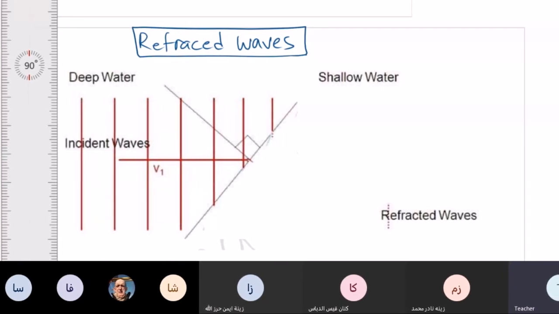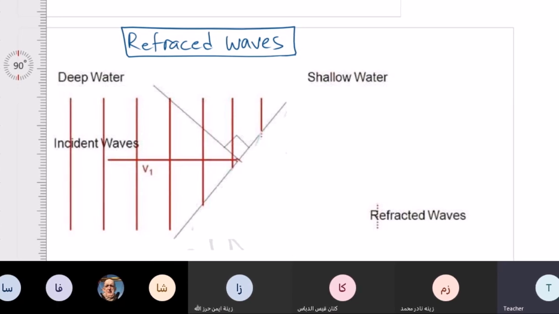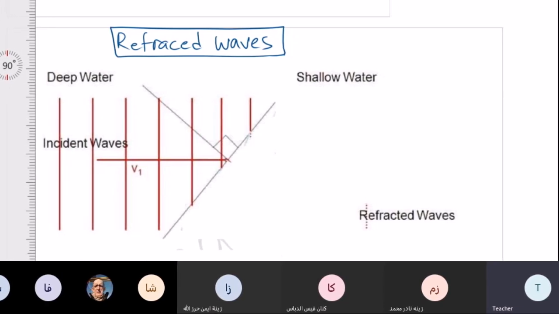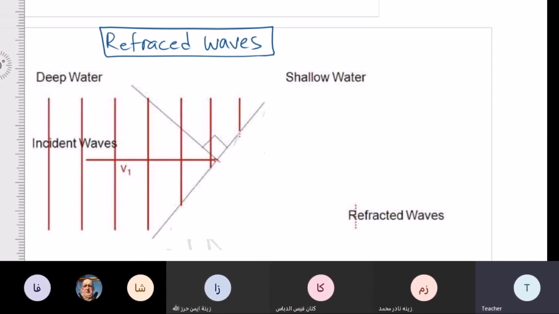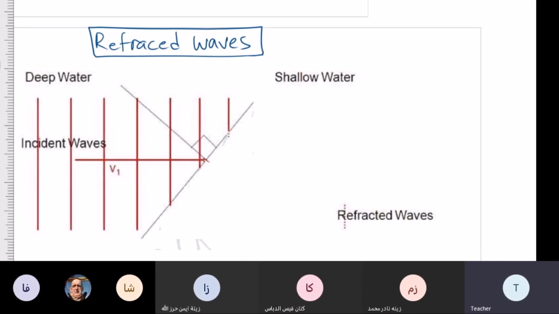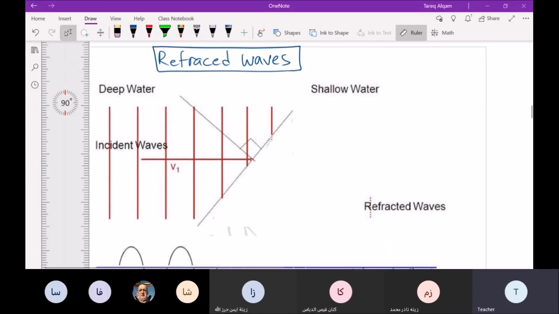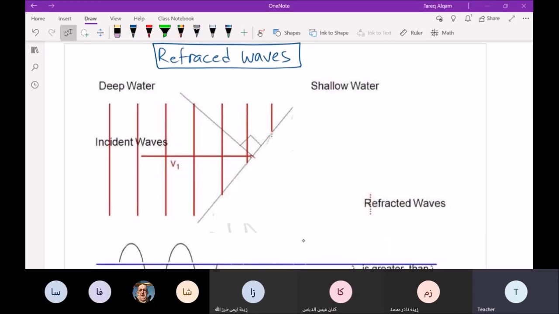Here, guys, in this part, we will learn how to draw. Listen, pay attention, please. In this part, we will learn how to draw the refracted waves, not the refracted rays. Refracted waves. Here we have incident waves. These red lines, you see them? These red lines are called incident waves or wave fronts. Now, these waves meet a boundary here.